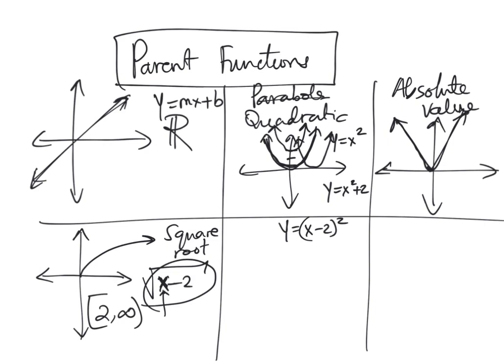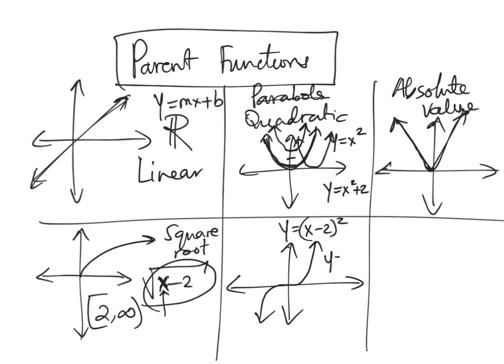So we have the linear, the quadratic, the absolute value, and the square root function. The cubic function is an interesting one to keep in mind, because we're going to talk about even and odd functions in a second. That's y is equal to x cubed. And again, you can move that around, but that's the graph for y equals x cubed.